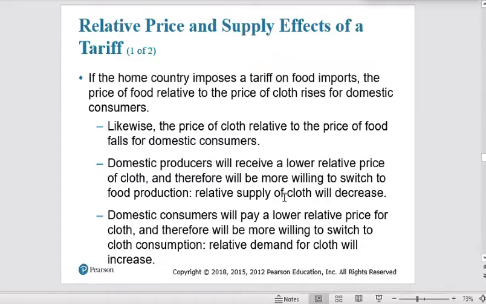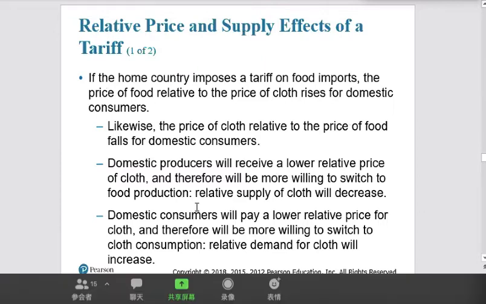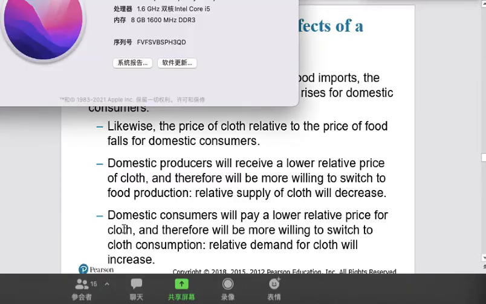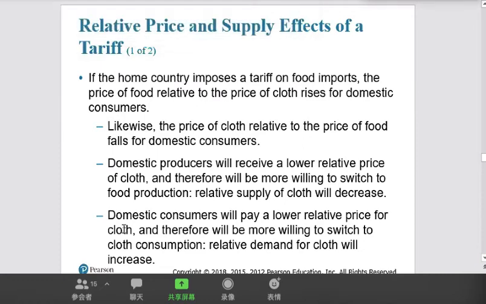Okay, so what happens is that since there will be more farmers in the country, the output of banana will become higher, right? The supply of banana will become higher. So this is what it says: domestic producers will receive a lower relative price of clothes and therefore will become more willing to switch to food production. And the relative supply of clothes will decrease because there will be more banana and less clothes. And that's actually good for the home country.